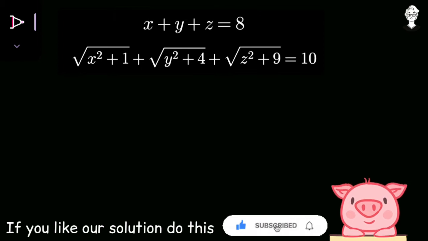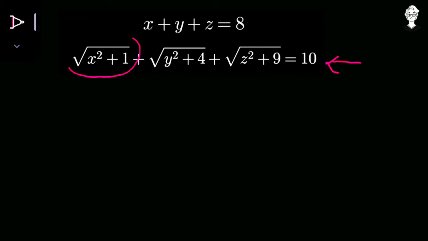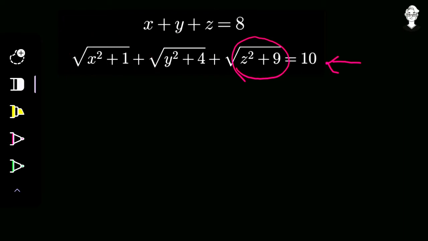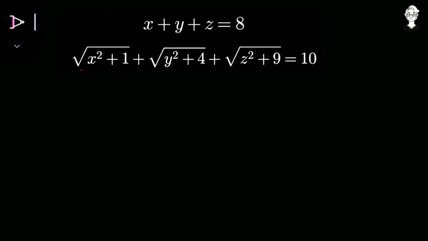Just concentrating on this second equation, look at its terms: it's x square plus 1, y square plus 4, and z square plus 9, each under a root. And these constants are also perfect squares, 1, 4 and 9. So it can be 1 square, 2 square, 3 square. What this resembles is a right angle triangle. Yes, it resembles a right angle triangle for this first term.